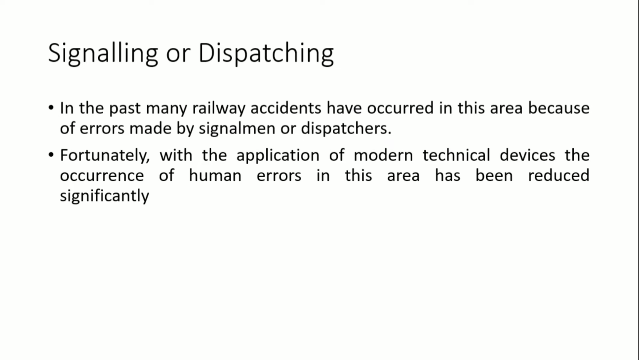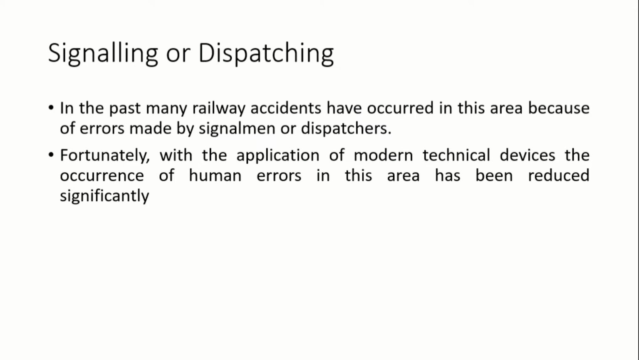And lastly, the signaling or dispatching. In the past, many railway accidents have occurred in this area because of errors made by the signaler or dispatcher. Right now, if we have OCC, we don't have any signalman but a dispatcher in OCC. For a fully automated train, the route is already configured early in the morning, so the dispatcher just monitors it.